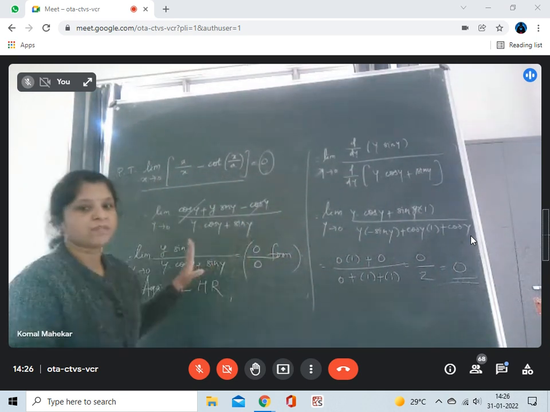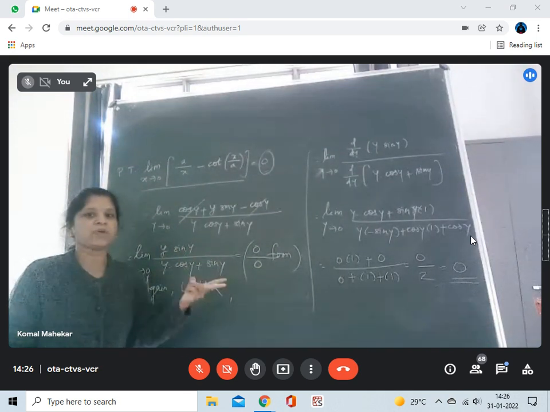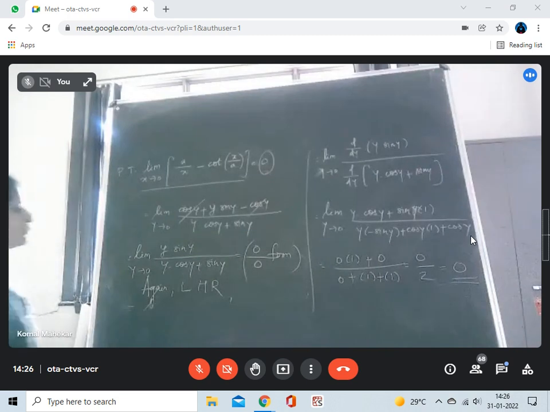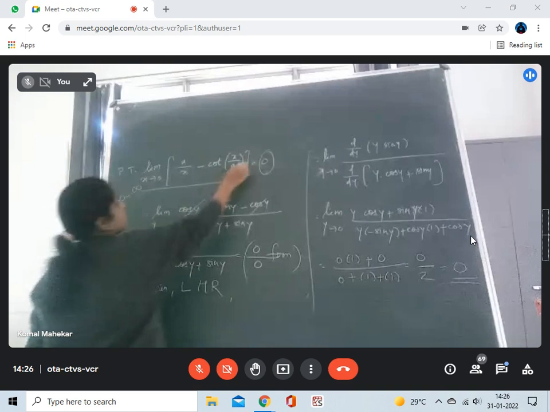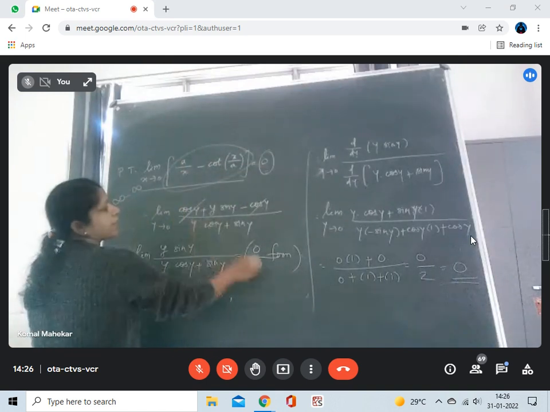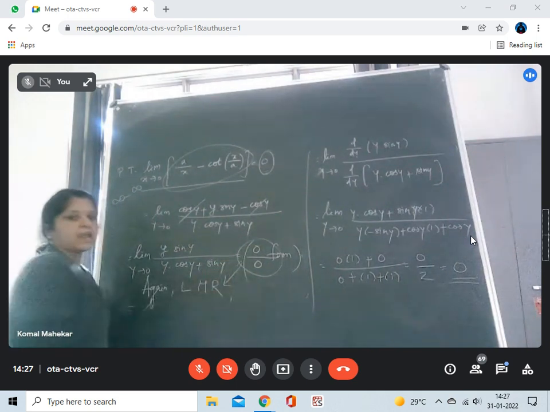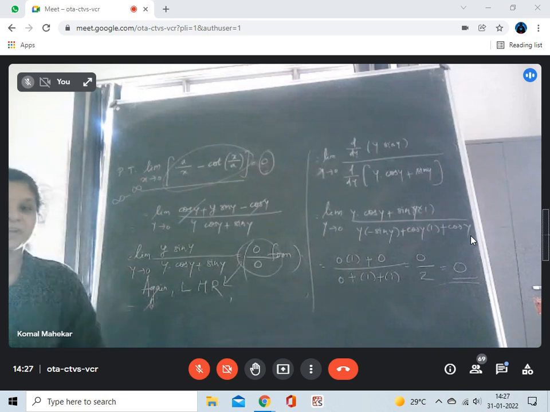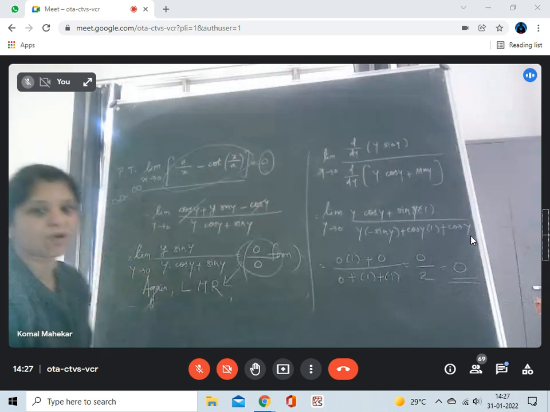So here we applied the L'Hospital rule 2 times. We differentiated the function 2 times with respect to y. In this way, we can solve the problems of infinity minus infinity form. Whenever it is infinity minus infinity, simplifying the bracket expression will convert it into 0 by 0 form, and then you have to apply L'Hospital rule. So this completes the infinity minus infinity form. Now we will go for the next form.